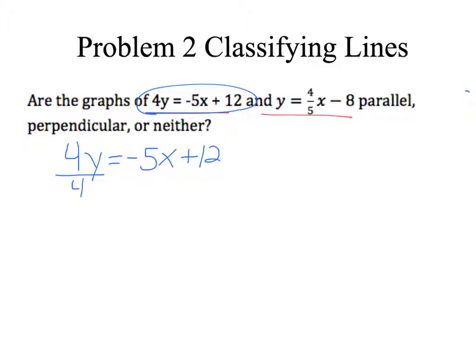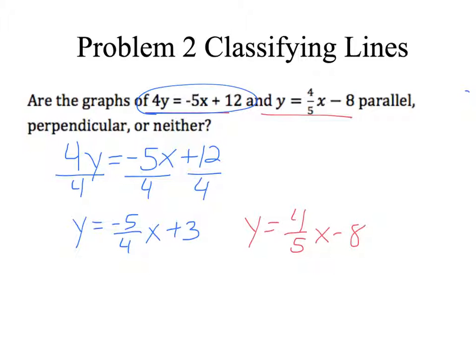So divide everything by 4, and we get y equals -5/4 x, and then 12 divided by 4 is plus 3. Then our other equation is y equals 4/5 x minus 8. Now to see if lines are parallel, perpendicular, or neither, the only thing you need to look at is the slope. So -5/4 and 4/5. They're definitely reciprocals, and one of them's negative and one of them's positive, so the slopes are negative reciprocals, so these two lines would be perpendicular.